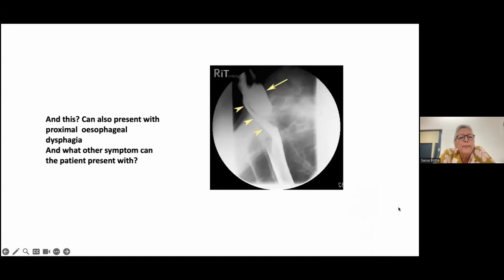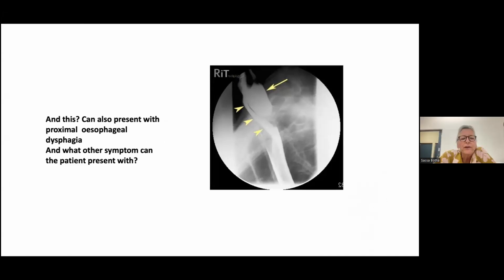This is also proximal dysphagia. So what would that be? Is that a diverticulum there on the top? Yes, that's right. So what kind of diverticulum do you think that is? I think it's probably a Zenker's.